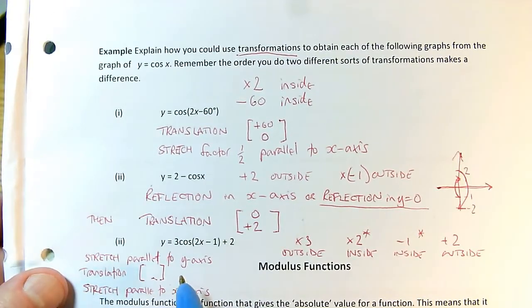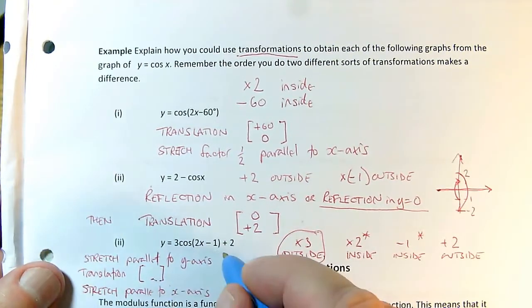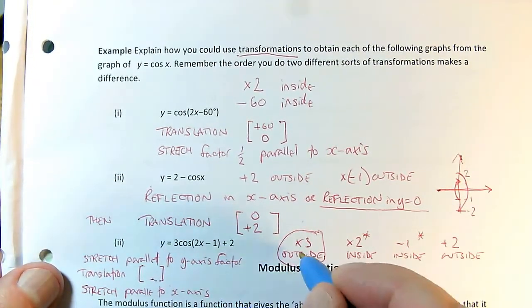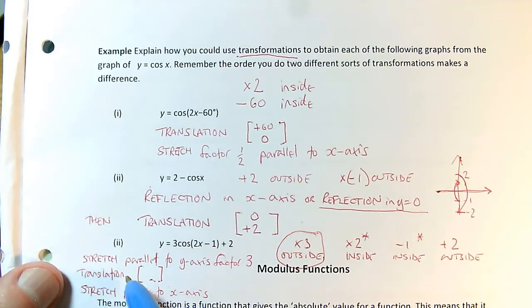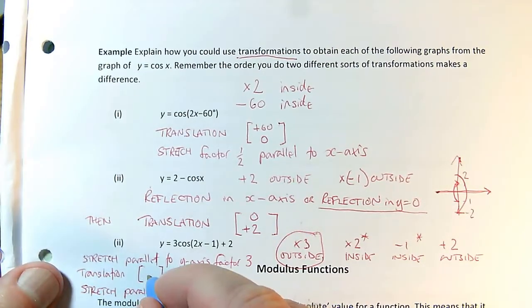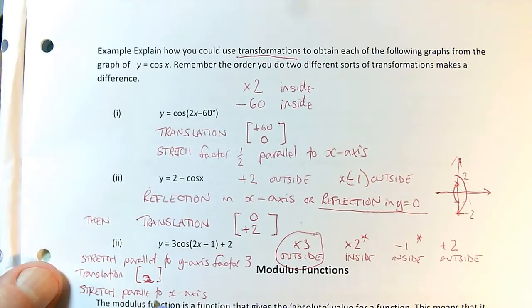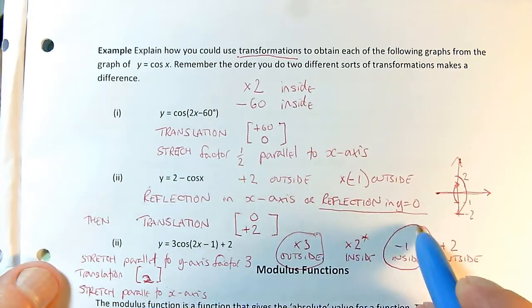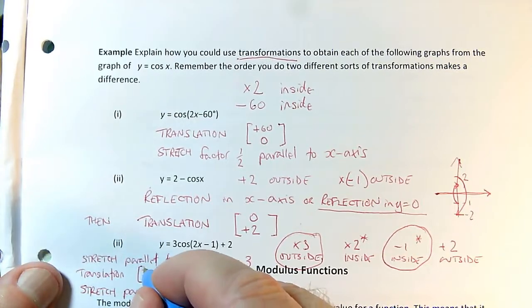So the stretch parallel to the y-axis was the times 3 outside. So this is a factor of, it doesn't have an accident, it's outside, so 3. And then a translation. The vertical translation will be the +2 outside, so this number here will be a 2. And then I've got a translation horizontally. The horizontal translation will be caused by this -1 inside, but it's had an accident because it's horizontal, it's inside the house. So it becomes +1.